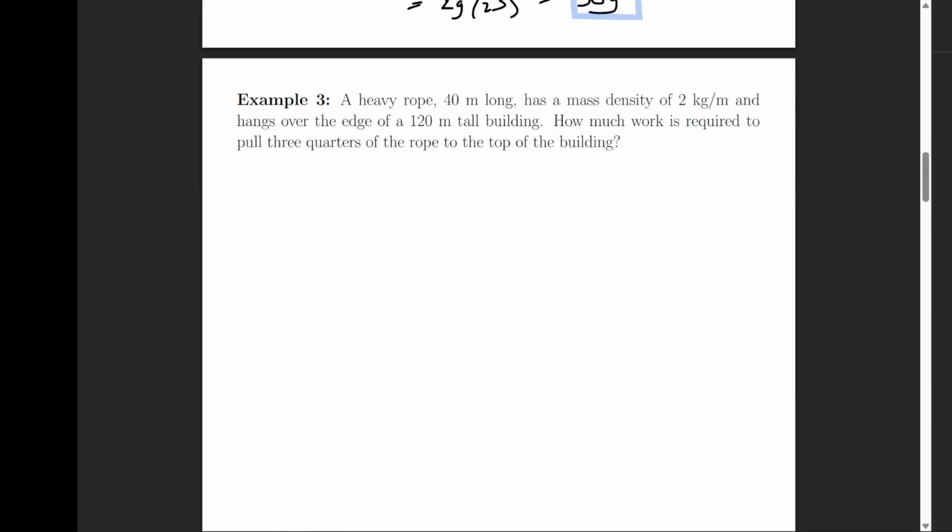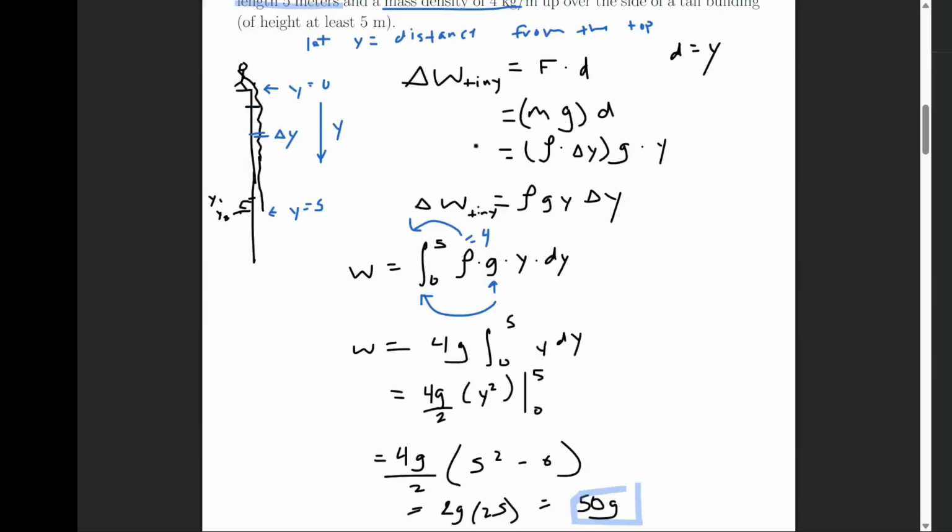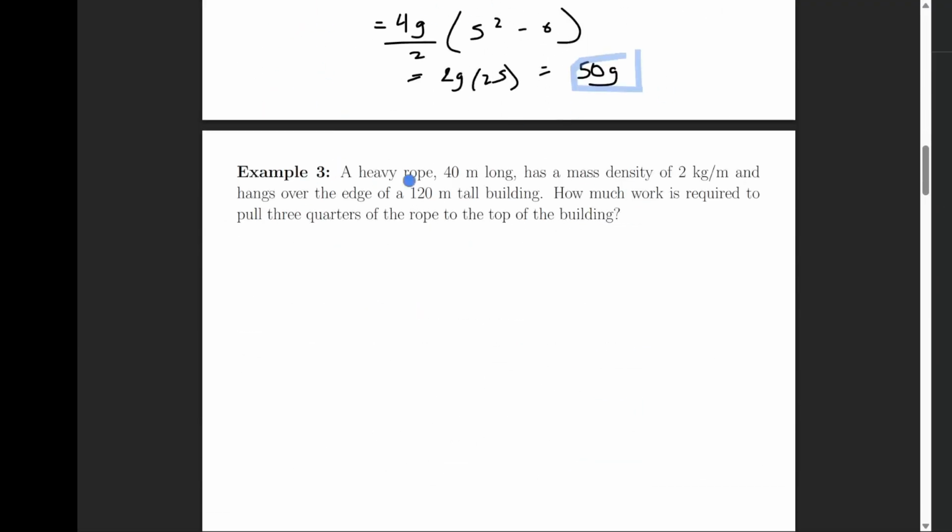Okay, the next question, example 3, is like this one, but a little bit different. A heavy rope, 40 meters long, has a mass density of 2 kilograms per meter and hangs over the edge of a 120 meter tall building. How much work is required to pull 3/4 of the rope to the top?